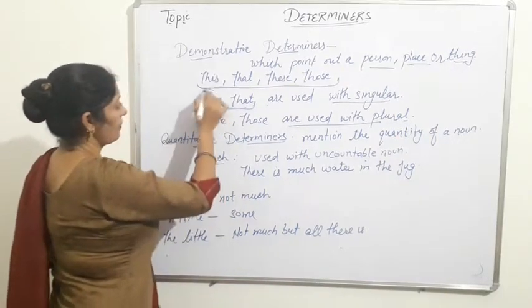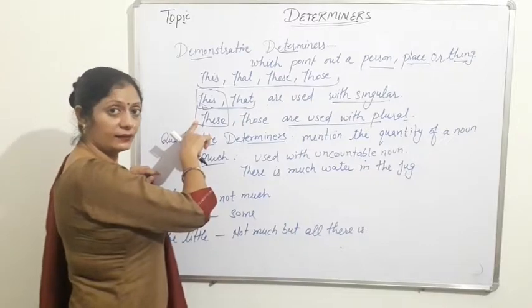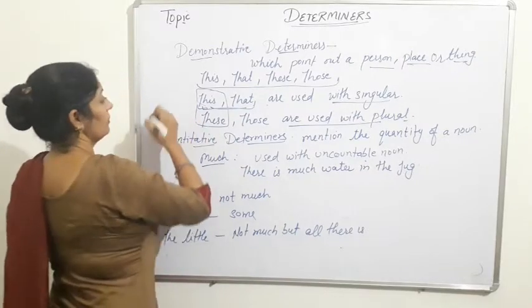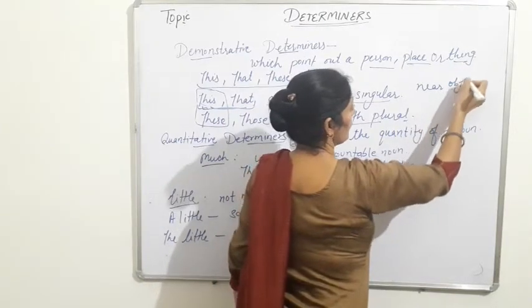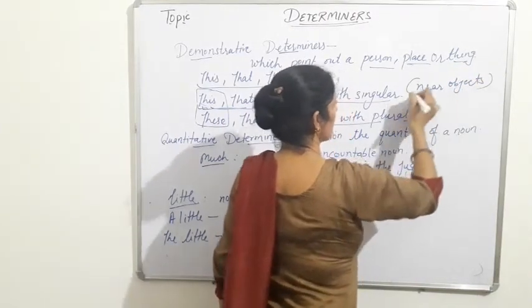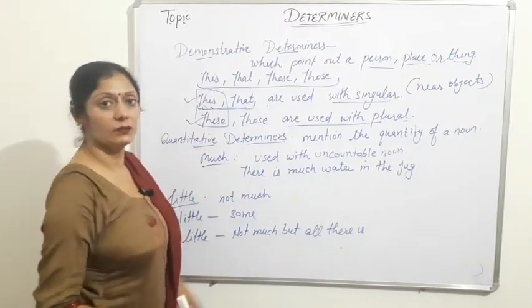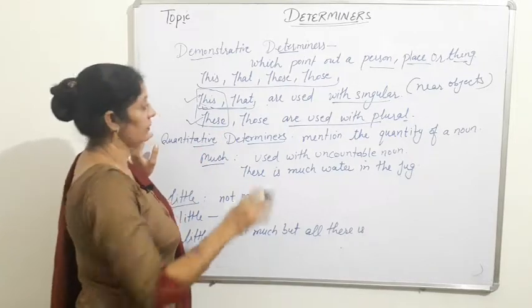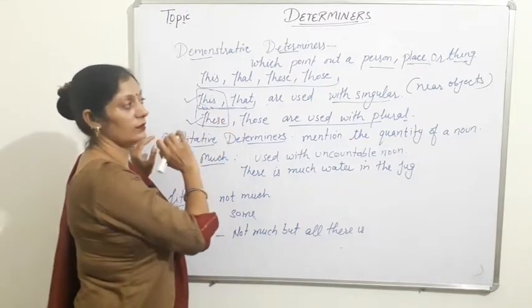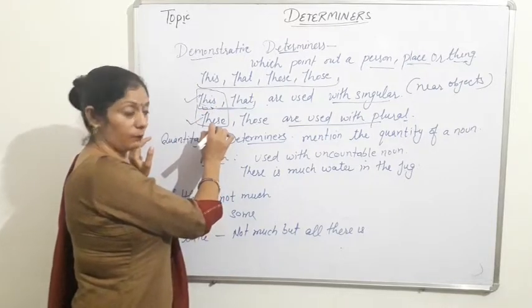Yes, students, also remember this. This and these are used before near objects. When the object is near to us, we use this or these. Suppose that marker is in my touch, in my grip, then we use this or these. This is used for singular and these is used for plural.